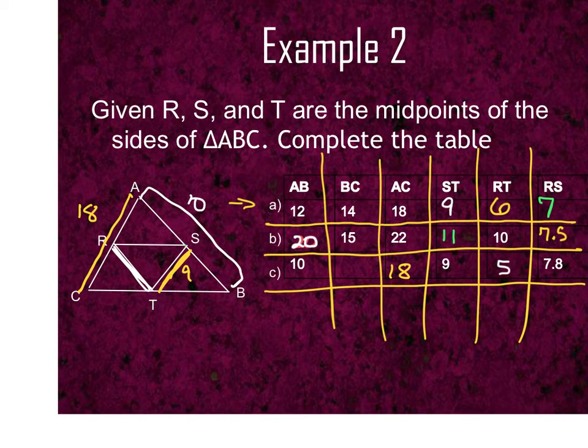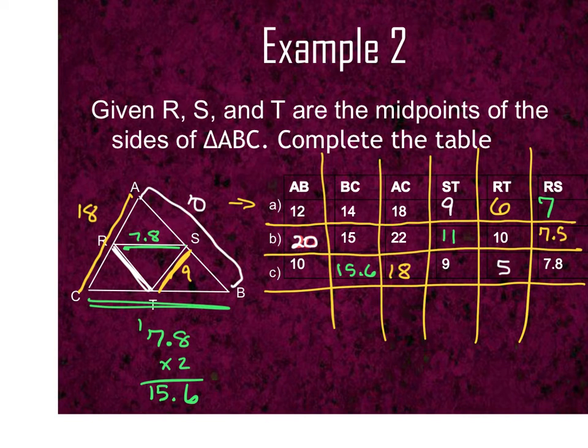And then the last side that's given to me is 7.8 for RS, which is here. I can see it's parallel to BC. I need to double it, so you can either times it by 2 or add it to itself. 2 times 8, 16, 7, 14, 15.6.